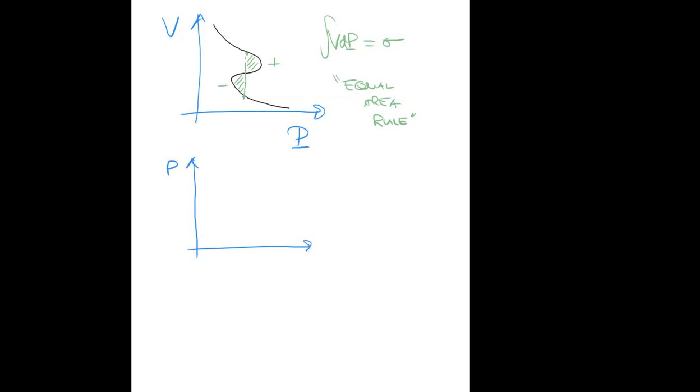I can plot pressure as a function of volume. Okay, I had an isotherm. So what is called the Maxwell construction is that as I'm trying to figure out how to go across, in principle, I have all sorts of possibilities to go across here. The correct way to go across is the one that gives me the equal area rule. So the correct solution is this one because it equalizes this area and this area, okay?